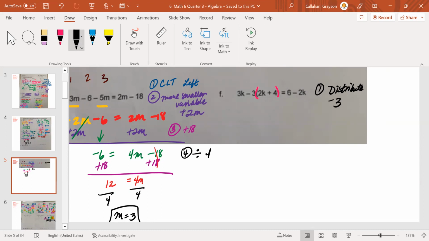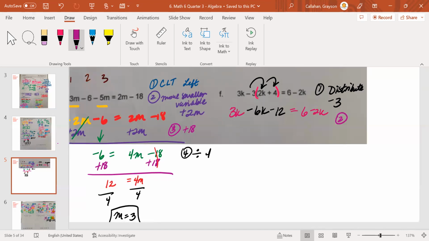Distribute the negative 3. But because it's a negative, you got to be very careful when you distribute it, because a negative kind of messes things up, right? So what do you get? Nope. Negative. Negative. Yeah. If you do not watch out for that negative, you're going to have the whole thing wrong. Do you understand?